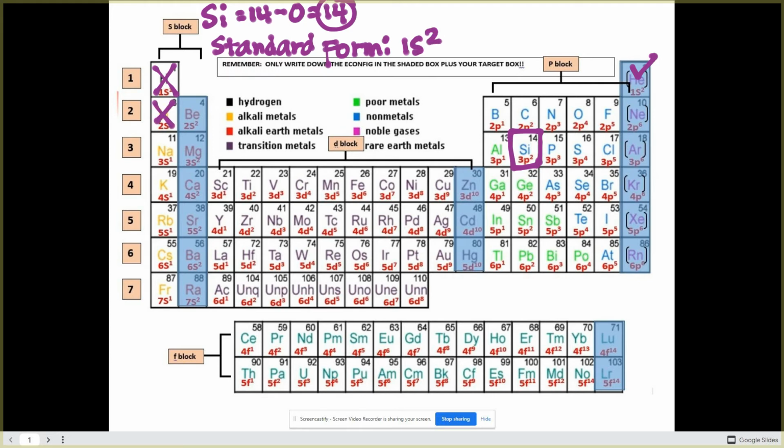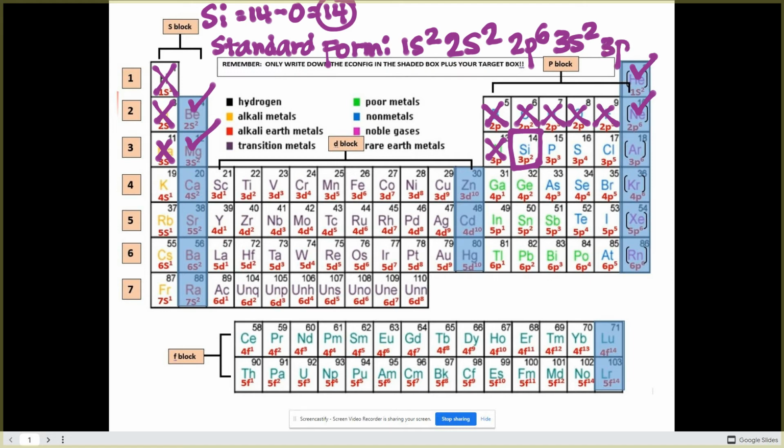Okay, box number three, no. Box number four is shaded, yes. So I have to write that down. So it's 2s2. Box number five, no. Six, no. Seven, no. Eight, no. Nine, no. 10 is shaded, so yes. Write that down, 2p6. Okay. Box number 11, no. Box number 12 is shaded, so let's write that down, 3s2. Box number 13, no. Box number 14, wait a minute, that's our target, so I need to write that down. It's 3p2. All right. So that's the standard form.